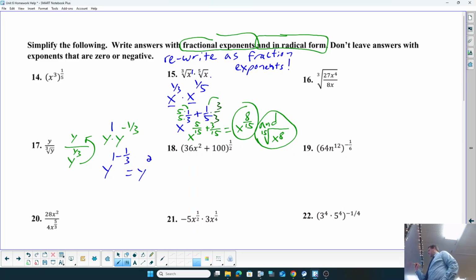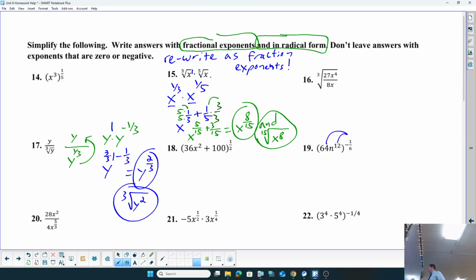And so that's our answer. You could also say the cube root of y squared is the other part of our answer there. Remember that 1 can also be 3/3. And so 3/3 minus 1/3 is 2/3. So try number 19 on your own now.